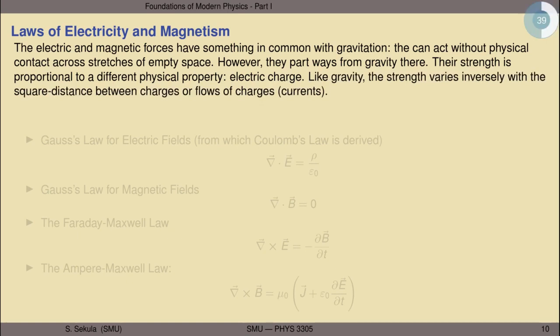Now, like gravity, the strength of, say, the electric or magnetic force appears to vary inversely with the square distance between charges or flows of charges, depending on the situation we're talking about here, but I can wave my hands, sort of make that rough approximation.